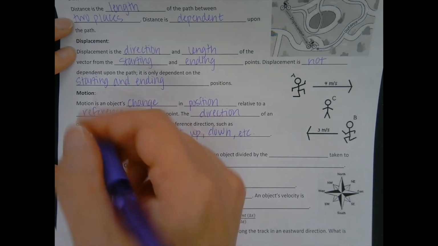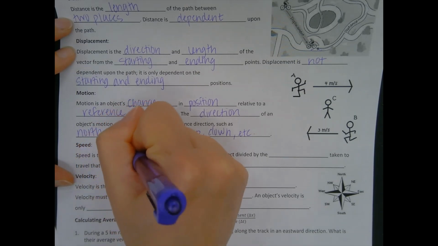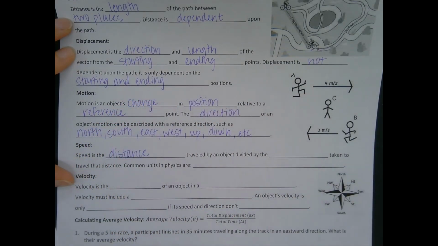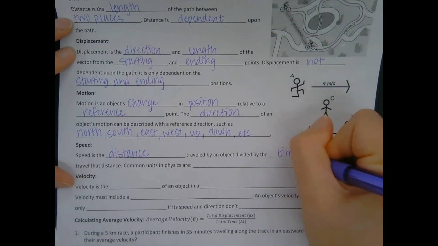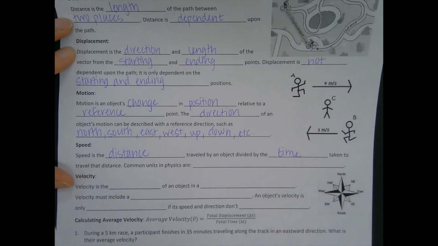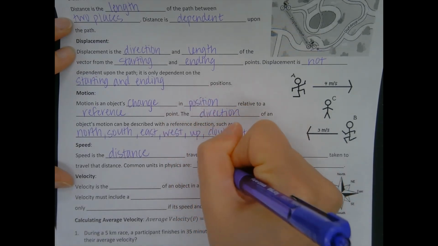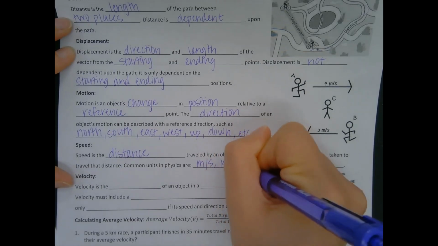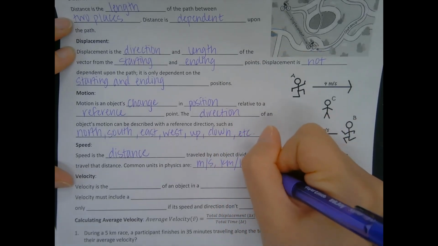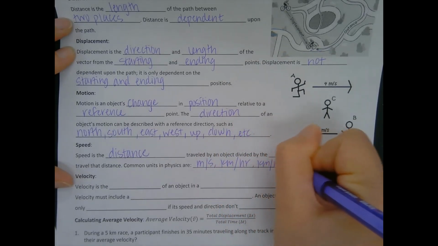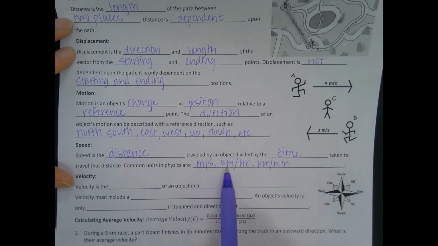Speed then is the distance traveled by an object divided by the time that it takes to travel that distance. So it is a rate. It is a specific distance per unit time. Common units in physics are meters per second, kilometers per hour, you can have kilometers per minute, any combination of a unit of distance over a unit of time.